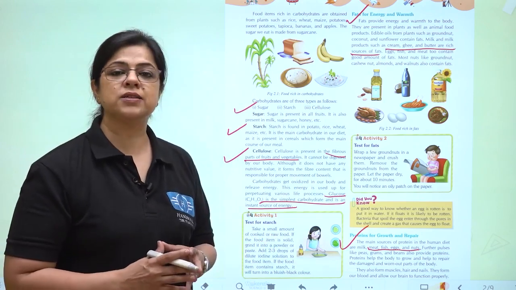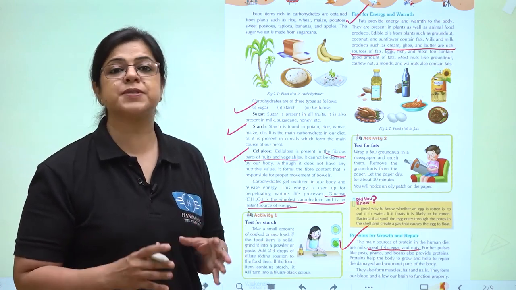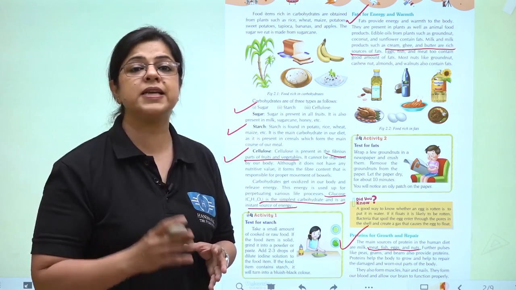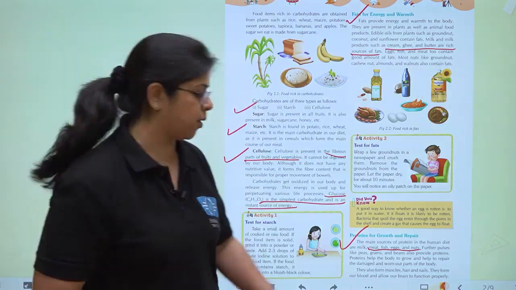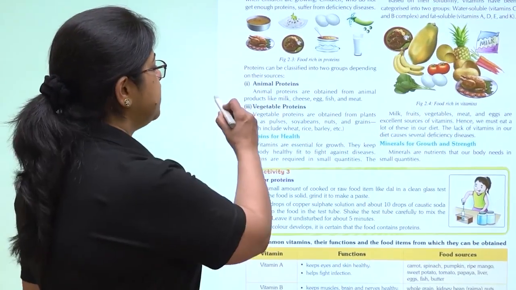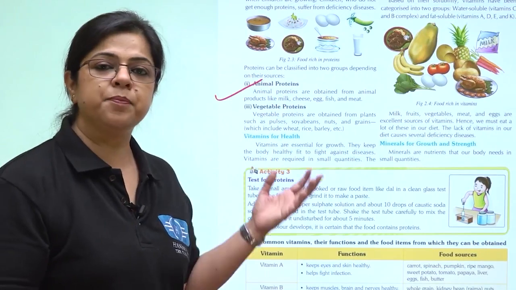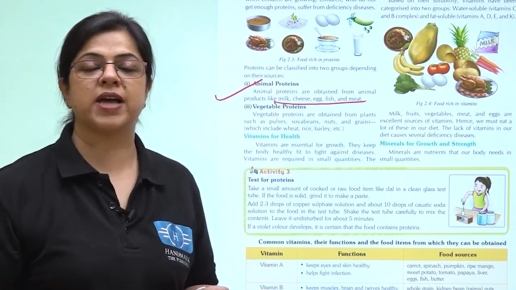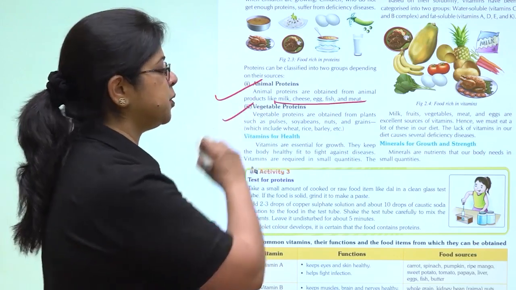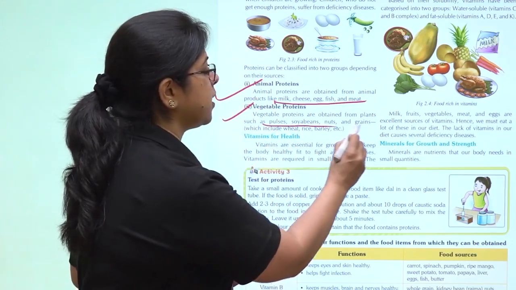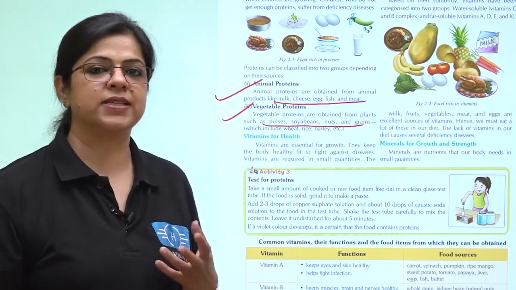Proteins help us in growth, in repair of tissues, and also in keeping our muscles very strong. There are two main sources of proteins. They are animal proteins. The main sources of animal protein are milk, cheese, egg, fish and meat. And vegetable protein. The main sources of vegetable protein are pulses, soya beans, nuts and grains.